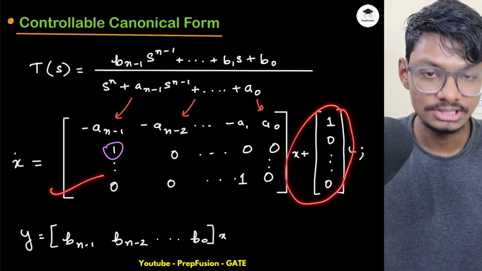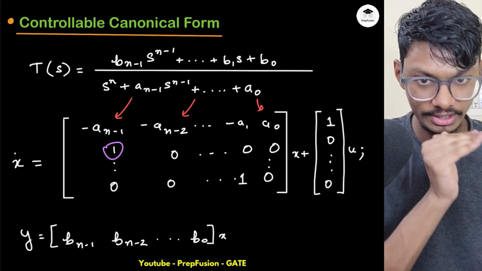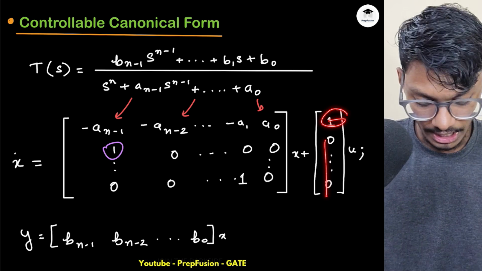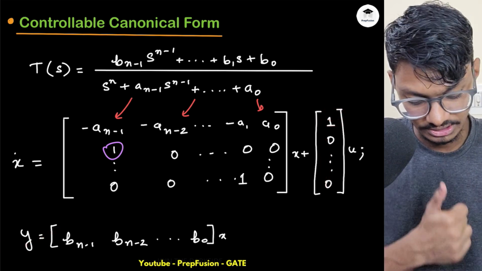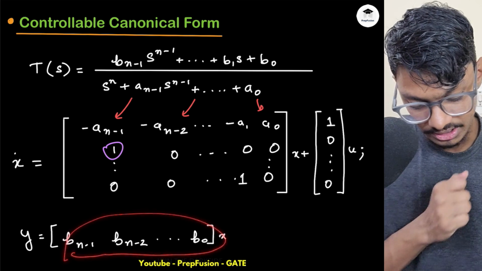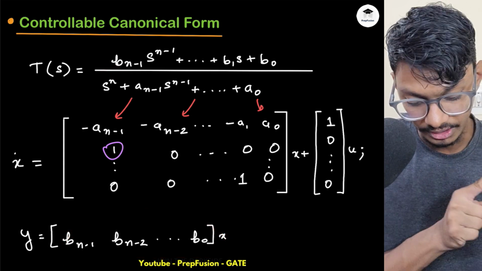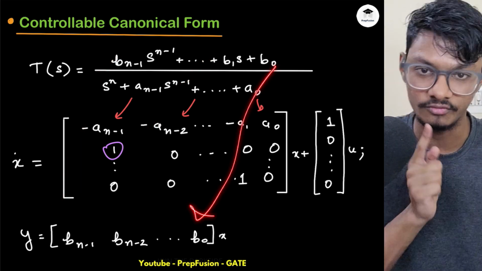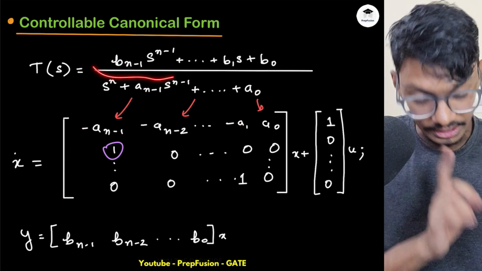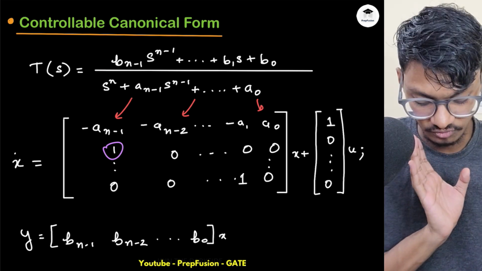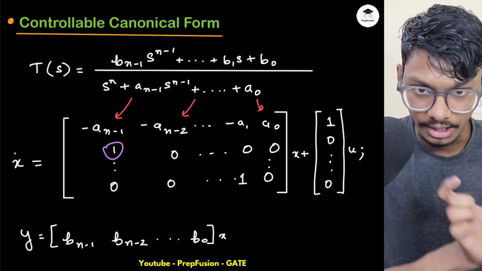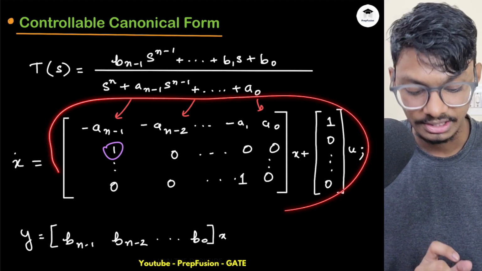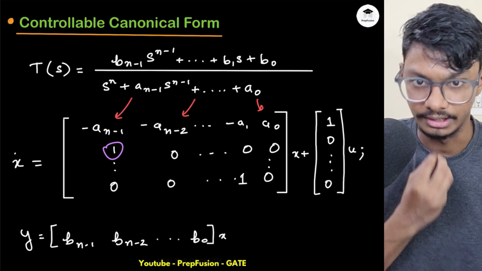The first element of my B matrix will be 1, and all the other elements will be 0. For my C matrix, there will be no sign change, but the coefficients will be b of n minus 1, b of n minus 2, up until b of 0. Do remember that this format is valid only for a proper transfer function. These are the few formats, but mainly we are interested in A and B. C we are not interested in.